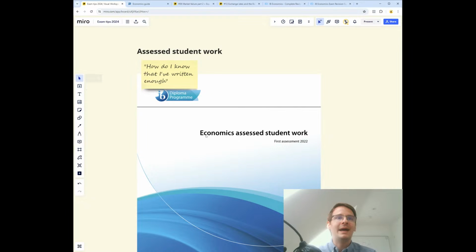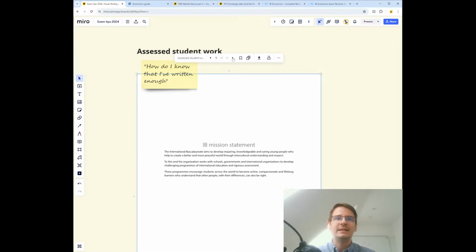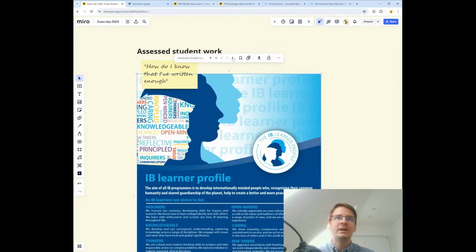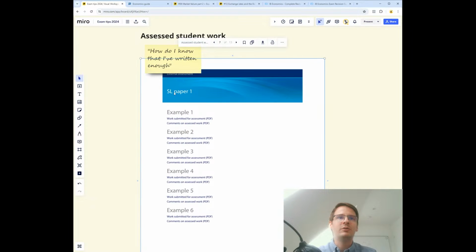Next up, many students don't have a clue that the IB produced a document called Economics Assessed Student Work. In here, the IB is giving you real-world examples of students writing papers. Let me very quickly show you. I think it starts on page 7. Here we go. Standard level paper 1. There are 6 examples with IB marks and comments by the examiners. And you also have that for higher level paper 1. You also have it for standard level paper 2, paper 3 as well.